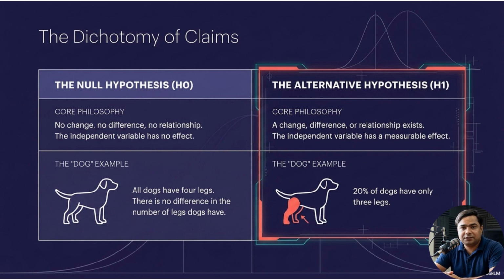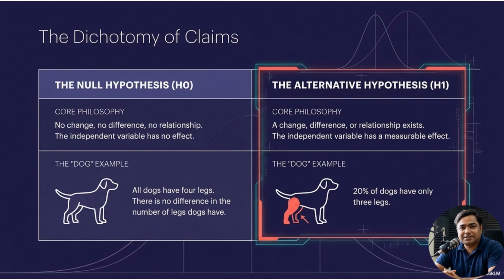In real research, the null hypothesis often represents the existing belief, the normal condition, or the status quo. The alternative hypothesis represents the researcher's expectation or the possible effect. For example, in an education study, H0: the new teaching method does not change student scores. H1: the new teaching method changes student scores.